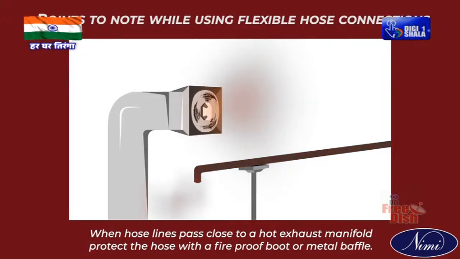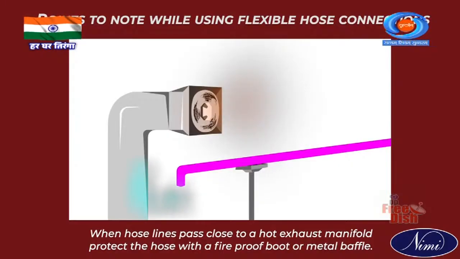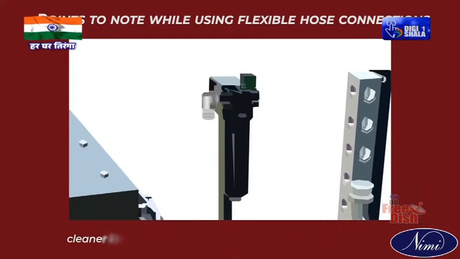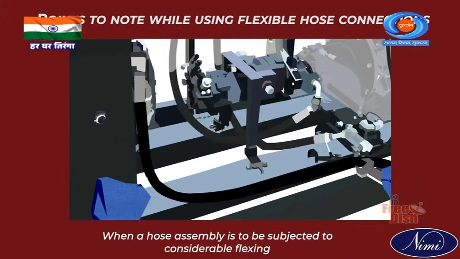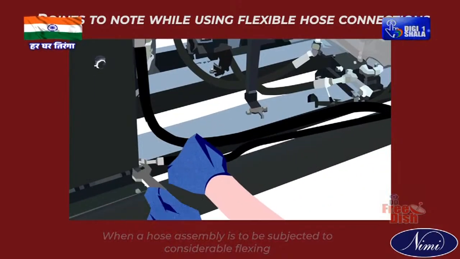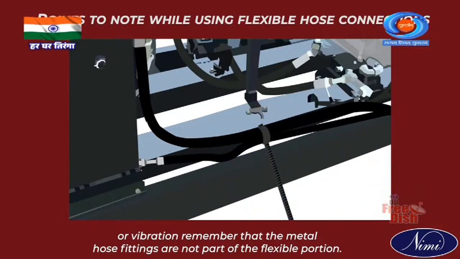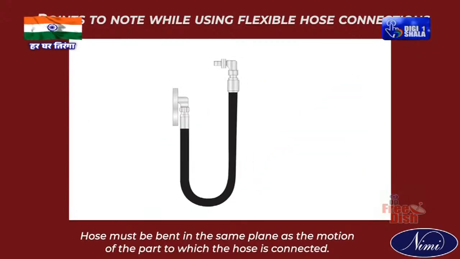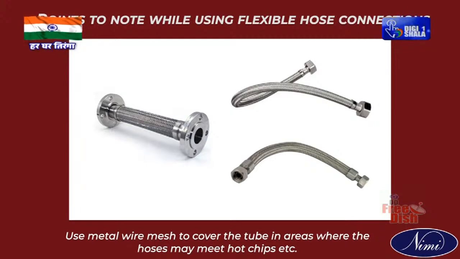When hose lines pass close to a hot exhaust manifold, protect the hose with a fireproof boot or metal baffle. Use elbows and adapters to ensure easier, cleaner installation for quick inspection and maintenance. When a hose assembly is to be subjected to considerable flexing or vibration, remember that the metal hose fittings are not part of the flexible portion. Hose must be bent in the same plane as the motion of the part to which the hose is connected. Use metal wire mesh to cover the tube in areas where the hoses may meet hot chips, etc.